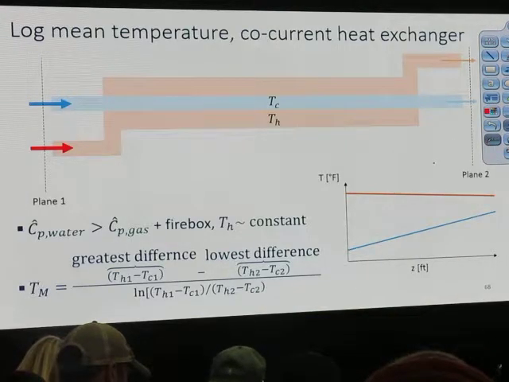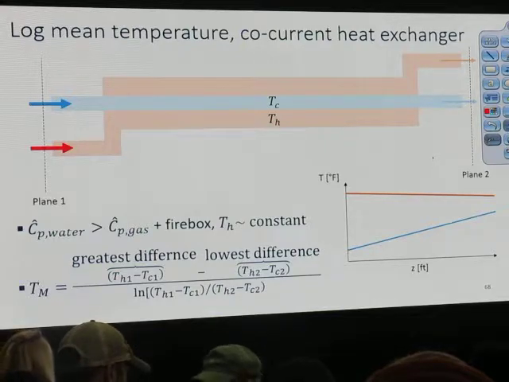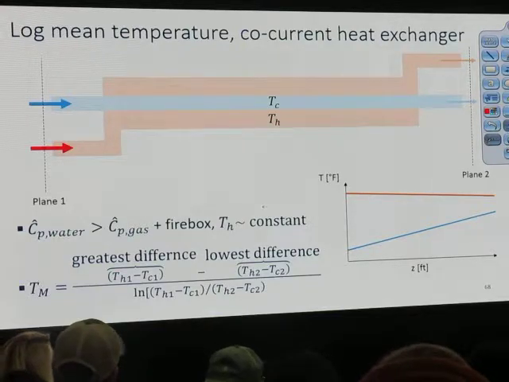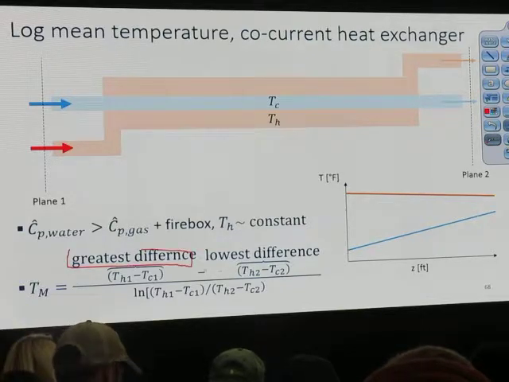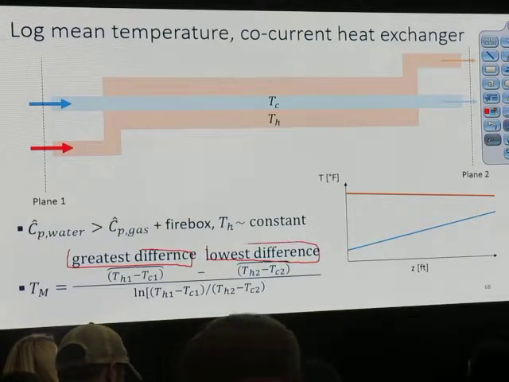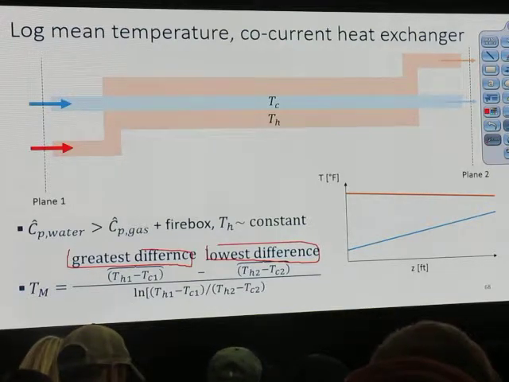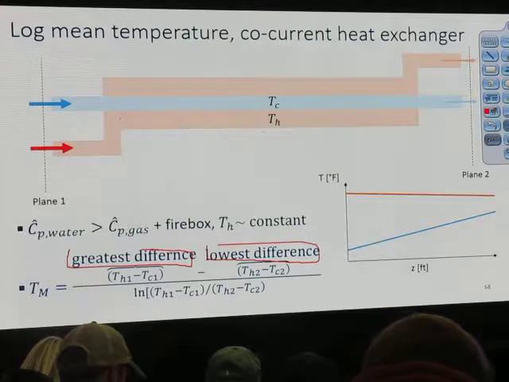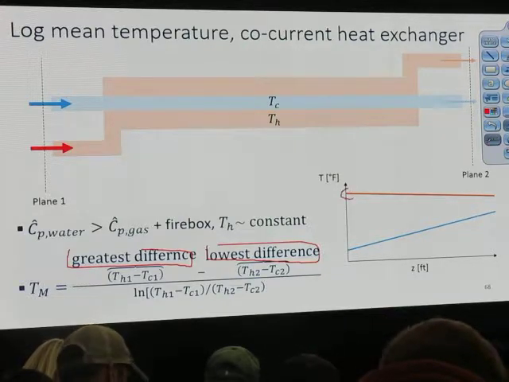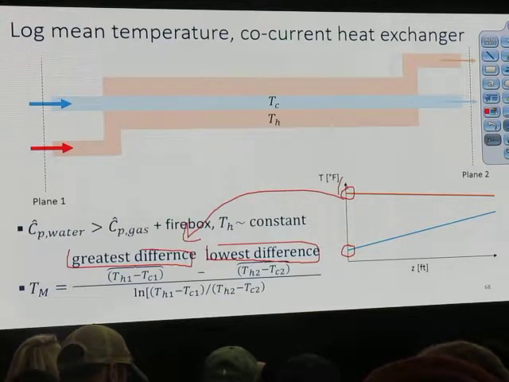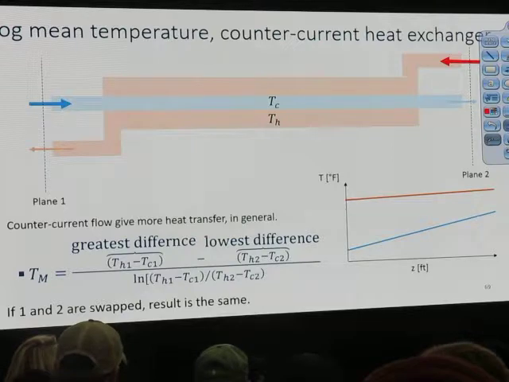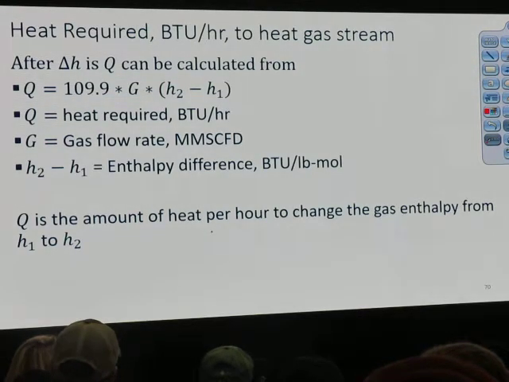So I think last time we stopped around here, about the log mean temperature difference. It is the greatest difference minus the lowest difference, divided by the log of the ratio of those. This is concurrent flow, so wherever we have the greatest difference, that is good over there. And we will go to that for the case of the line heater very soon.